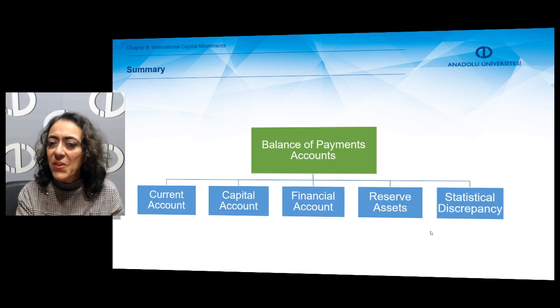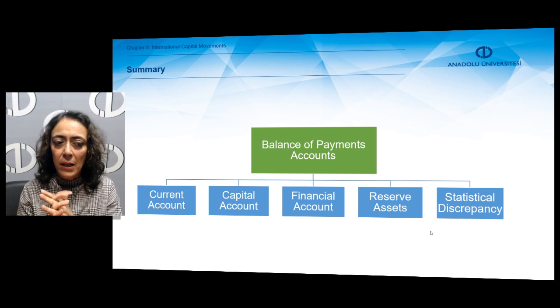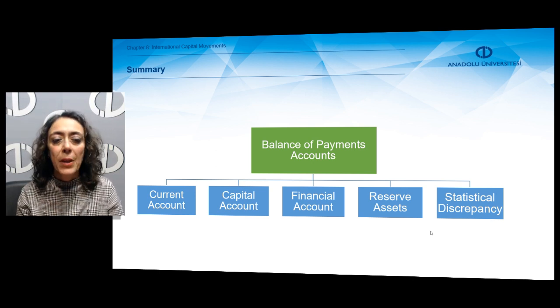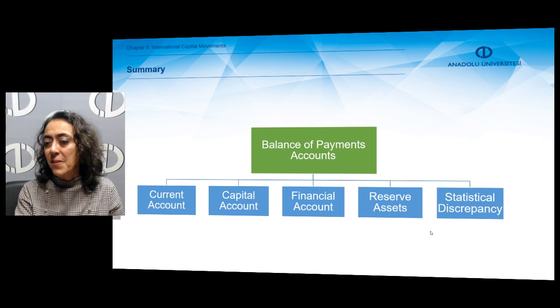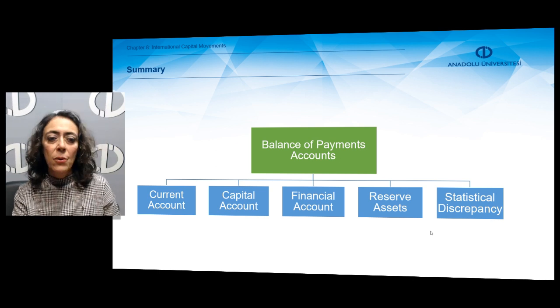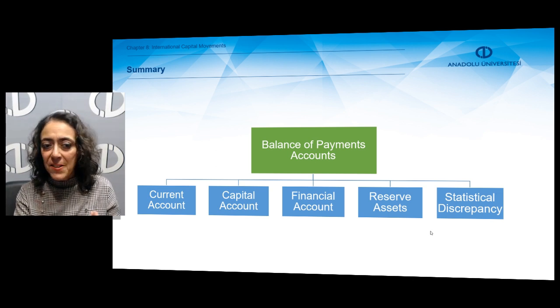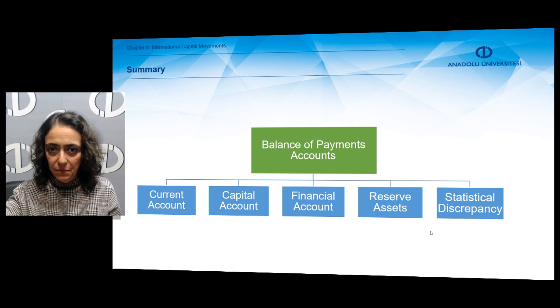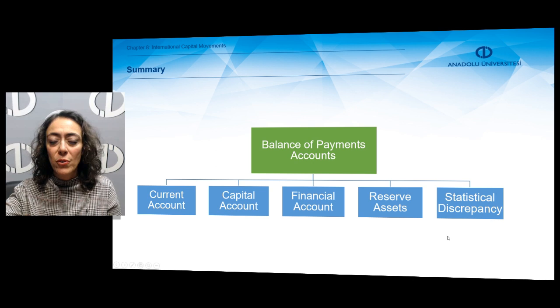So what are the balance of payments accounts? There are 5 main accounts actually. And of course, under each main account, there are sub-accounts. These main accounts are current account, capital account, financial account, reserve assets, and statistical discrepancy. So as I've told you before, under each of them there are sub-accounts which you can record any detailed type of international transaction.